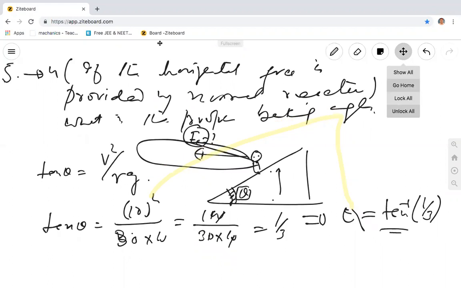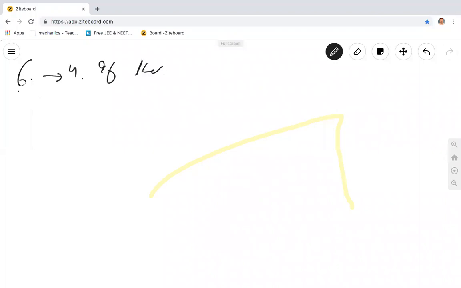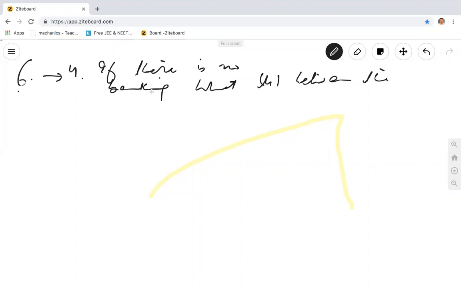Okay. Now sixth question. The sixth question is related to the same previous question on force. If there is no banking, what should be the frictional coefficient mu between the road and the bicycle? Question number 6: a park has a radius of 10 meters.